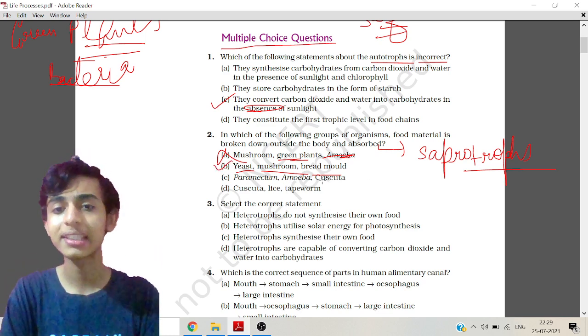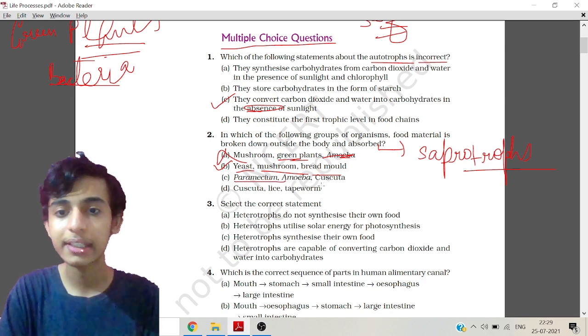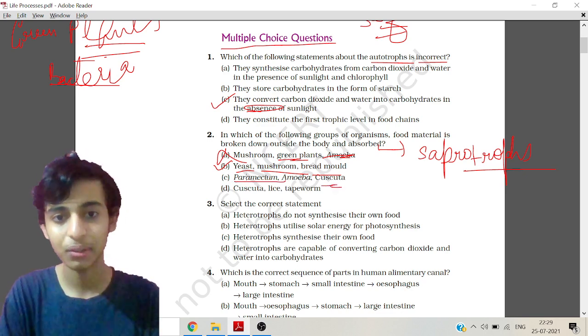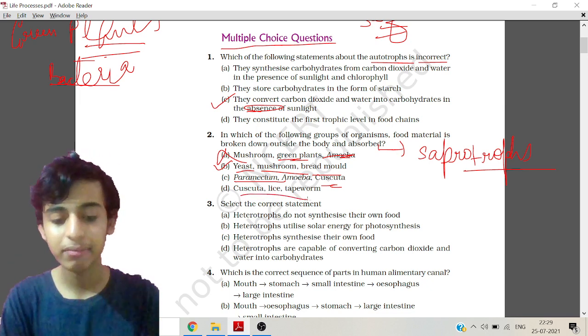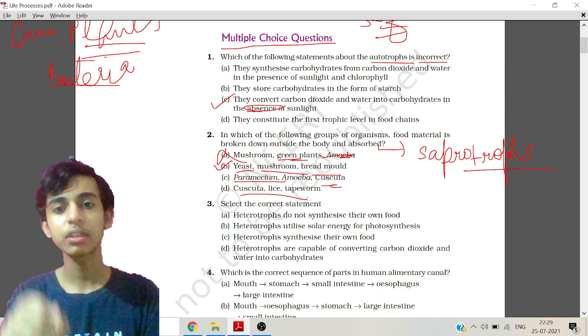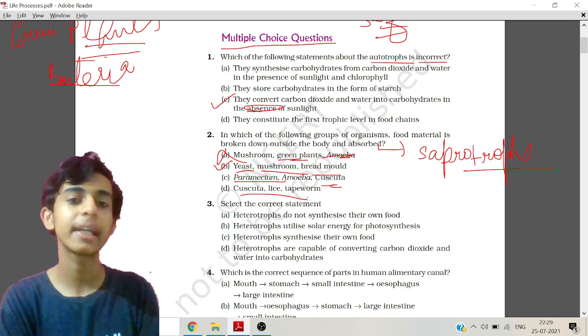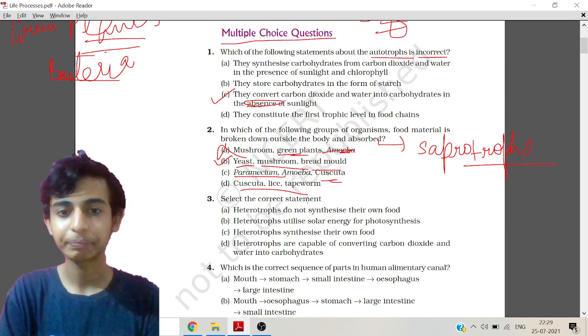Paramecia, amoeba, cuscuta. These two are holozoic. Cuscuta is parasitic, so wrong again. Cuscuta, lice, and tapeworm all are parasitic. Parasitic means those which are dependent on the host for obtaining their nutrition without killing the host, right?